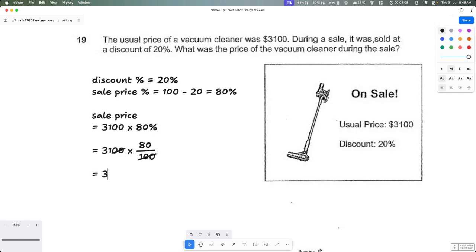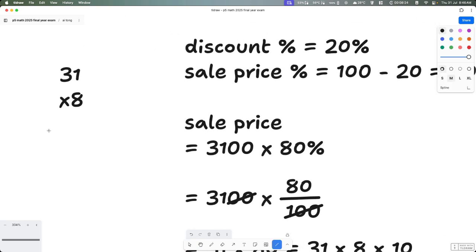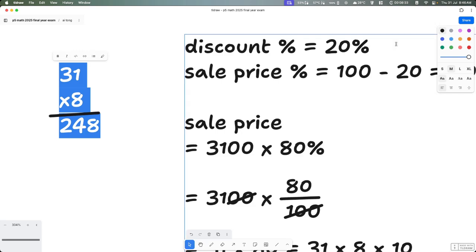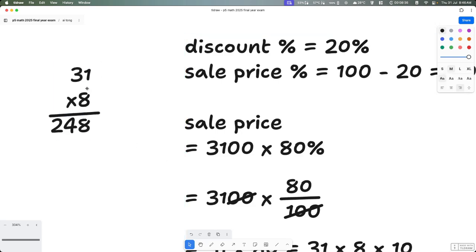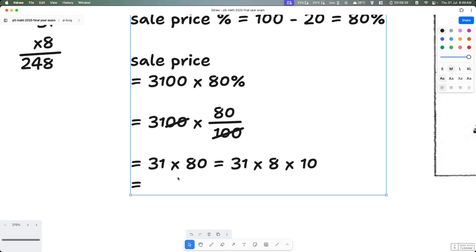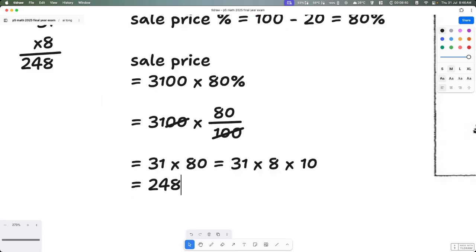This will give us 31 times 80, right? Which is also the same as 31 times 8 times 10. Okay, and what will this give us? I'm just going to do the workings for 31 times 8 over here, and then I'm going to put the line. So 1 times 8 is 8, and then 3 times 8 is 24. So 248. That's the answer to this. Pretty straightforward. So the answer to this will be 248.